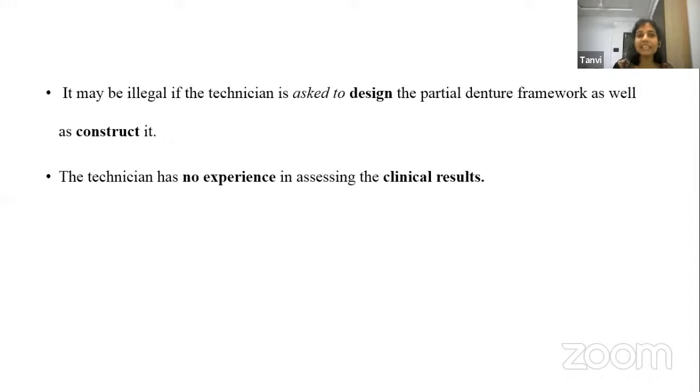It may be illegal if, in today's scenario, the dentist becomes solely dependent on the technician for both the design of the framework and its construction, which is actually illegal. We require that we guide the clinicians to prepare a proper design of the framework, as he has no experience.